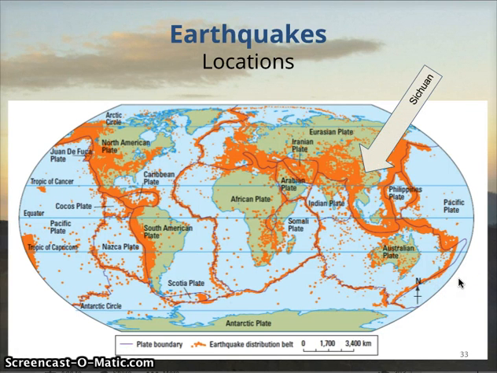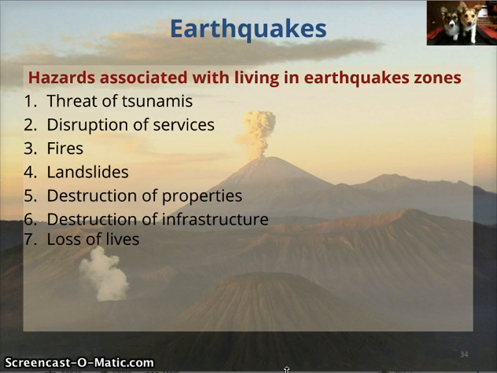One example is Sichuan, which has experienced a quake every 20 to 30 years since better kept records from 1933. This is due to deformation and fracturing of plates along the plate during subduction, which can affect large areas. Now, the hazards associated with living in earthquake zones include threat of tsunamis, disruption of services, fires, landslides, destruction of properties, destruction of infrastructure, and the loss of lives.